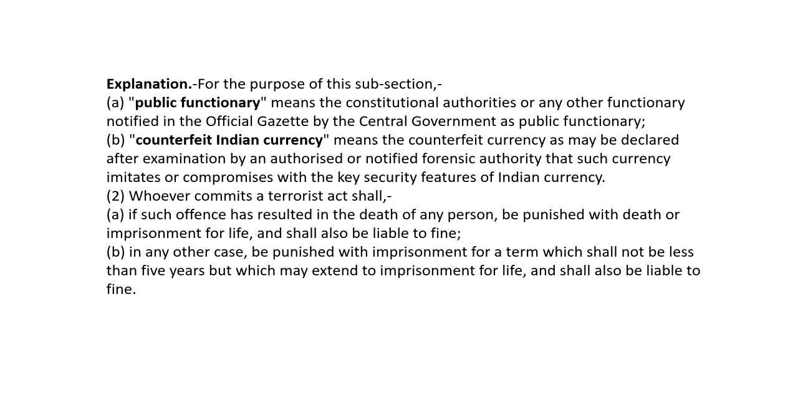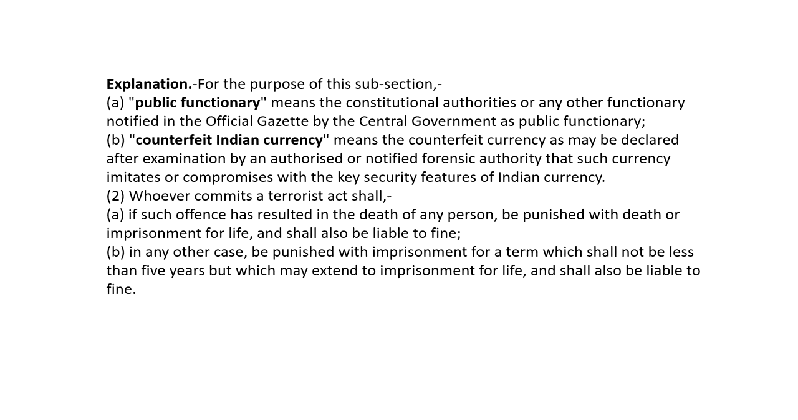For the purposes of the definition of terrorism, for the purposes of this subsection, how do we understand some of the terms? See, not all terms have been defined here, but the terms that have been defined, let us try and understand them. First one is public functionary. So public functionary means the constitutional authorities or any other functionary notified in the official gazette by the central government as a public functionary. Counterfeit Indian currency means the counterfeit currency as may be declared after examination by an authorized or notified forensic authority that such currency imitates or compromises the key security features of Indian currency.